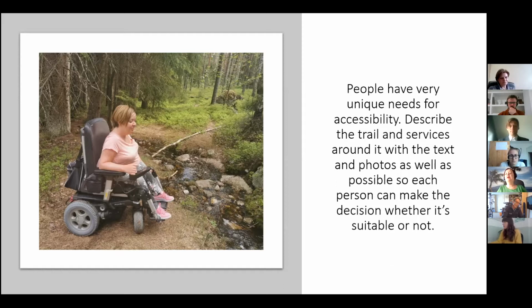It's much easier for everybody if you describe the trail and also the services around it with text and with photos. Photos are really important. Of course, not for everybody. We have people with visual impairments, and photos might be difficult for them, so we need the text as well. But quite often, one photo can give much more information than the text.